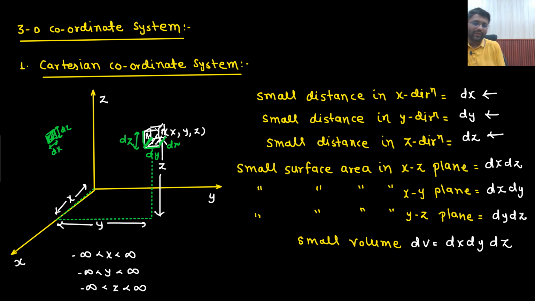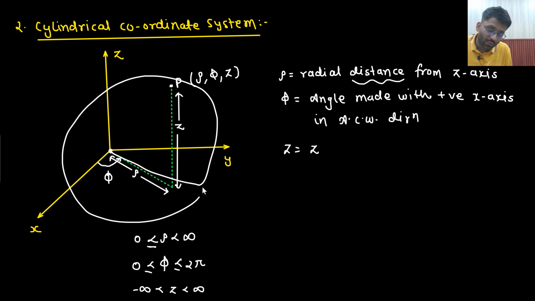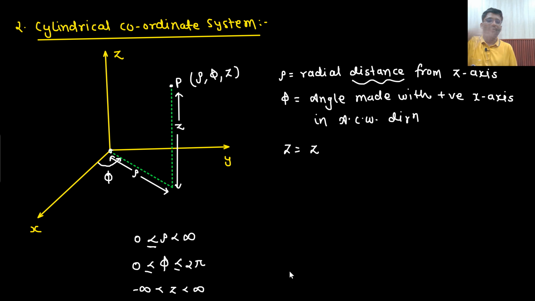That means x should go from minus infinity to infinity. Y should go from minus infinity to infinity. And z should go from minus infinity to infinity. In that manner, if I want to cover completely, how will I be able to cover completely here? Rho is going from 0 to infinity, in the whole direction of 0 to 2 pi, and z is going from minus infinity to infinity. This is how I will be able to cover it completely.